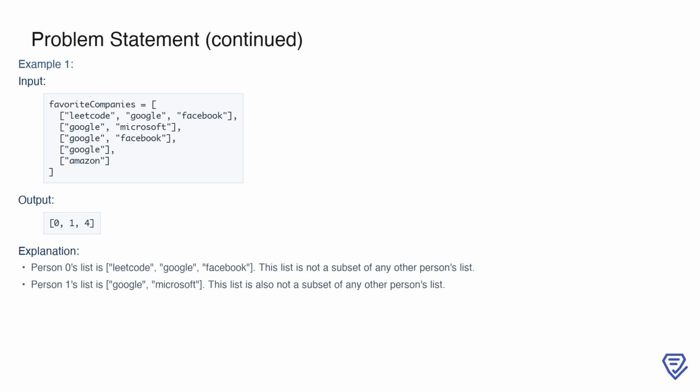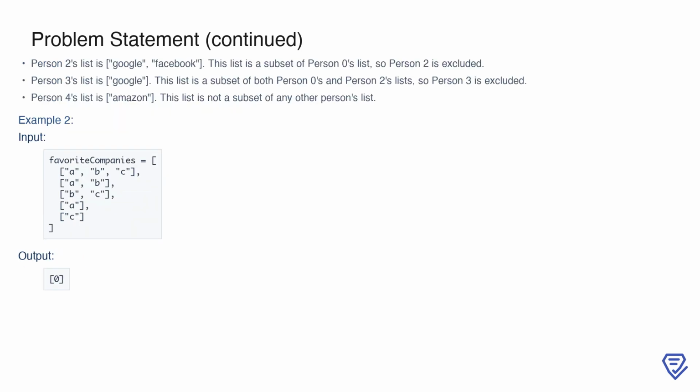For person 0, their list contains LeetCode, Google, and Facebook, and no other person's list contains all 3 of these companies, so this list is not a subset of anyone else's. Similarly, person 1's list contains Google and Microsoft, and no one else has both of these companies in their list, so person 1 is also included in the output. Continuing with the example, we examine the remaining people. Person 2's list is Google, Facebook. This list is a subset of person 0's list, because all the companies in person 2's list are also found in person 0's list. Therefore, person 2 is excluded from the output.